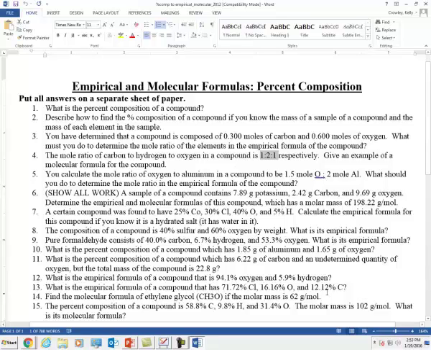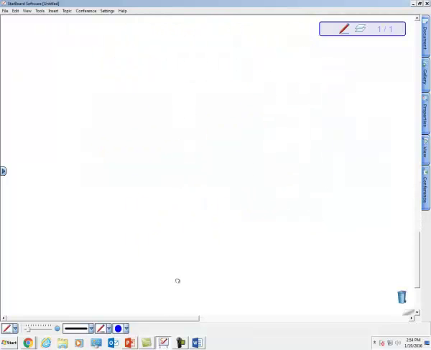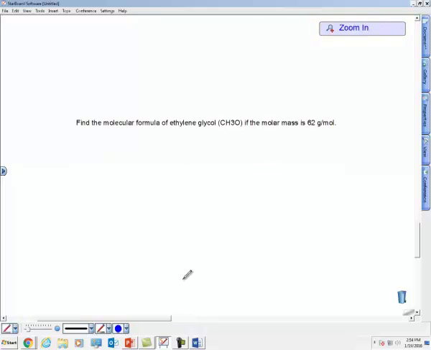Alright, there is another question in here that I wanted to review with you. Okay, question number 14. I know I'm jumping around a little bit, but hopefully you can make a little bit of space in your notes so that you can make this fit. Here we have a formula, CH3O. That's empirical, it's a 1 to 3 to 1.